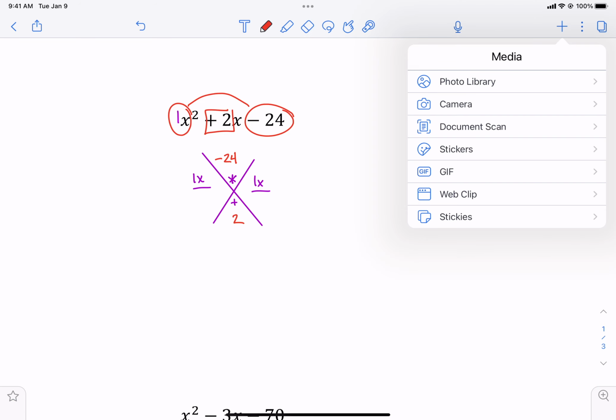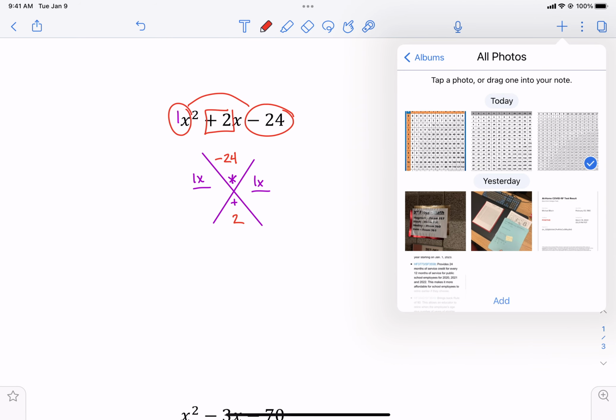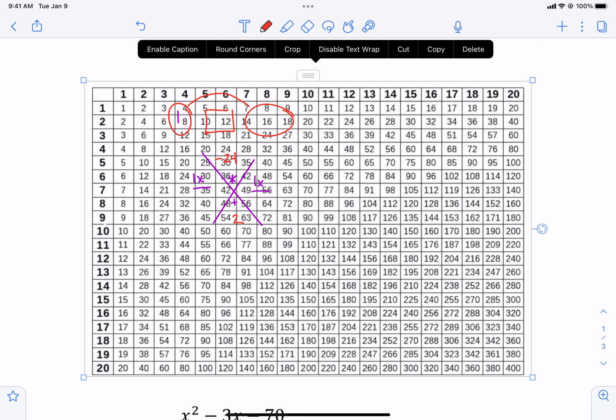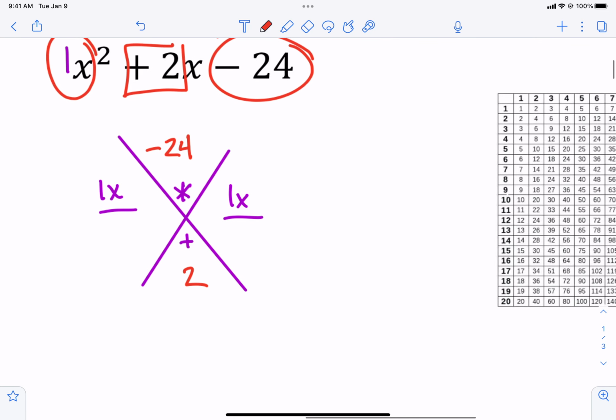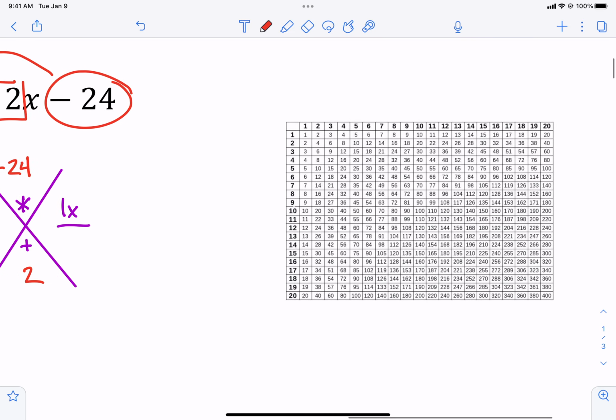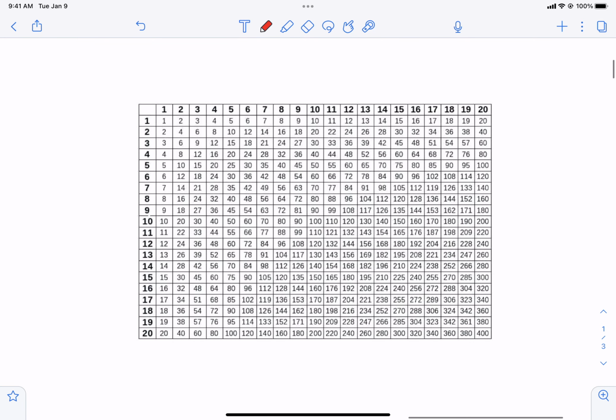So what I'm going to do is go grab my multiplication chart. This is one you're going to want to have pulled up as you work through your problems today. So we're looking for numbers that multiply to give us 24. Again, we can just disregard the negative.